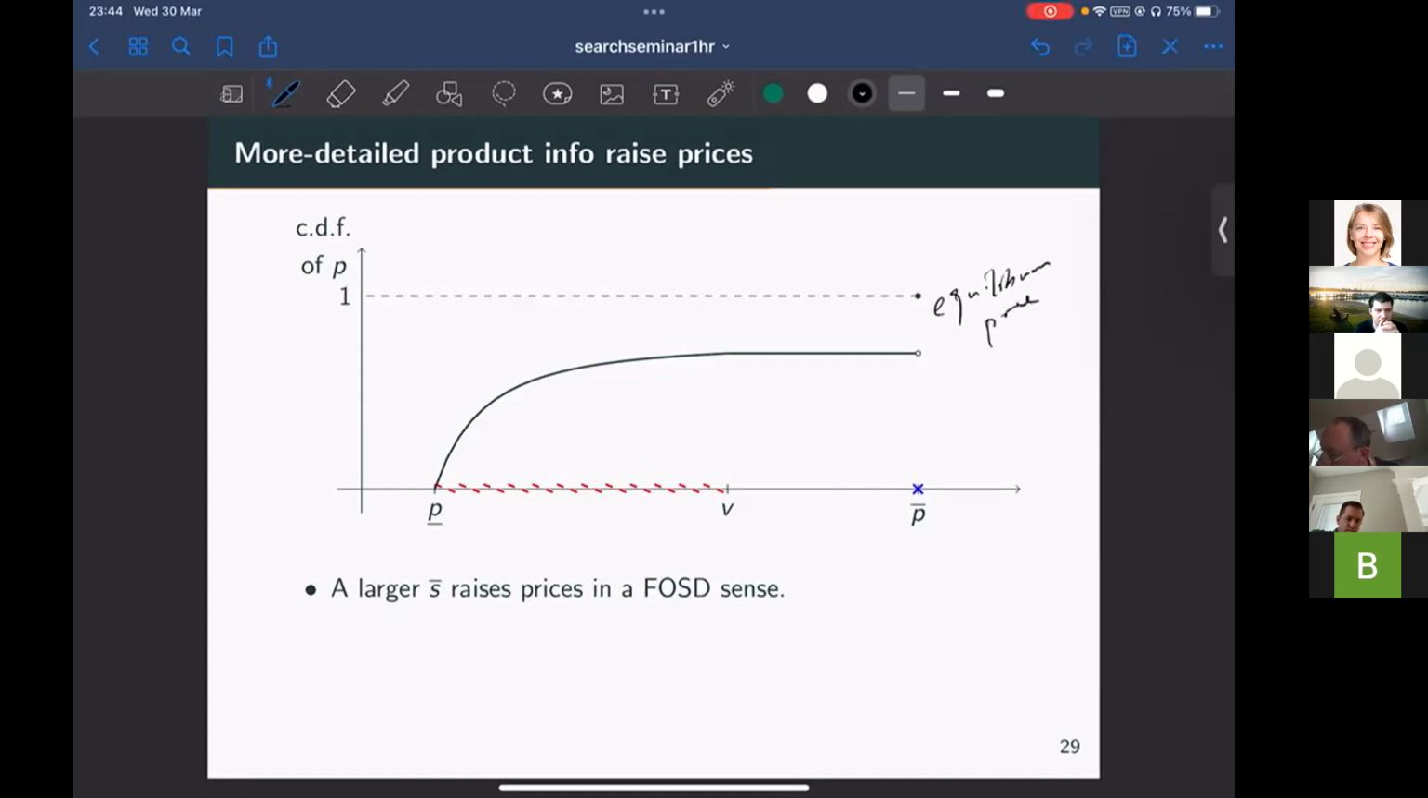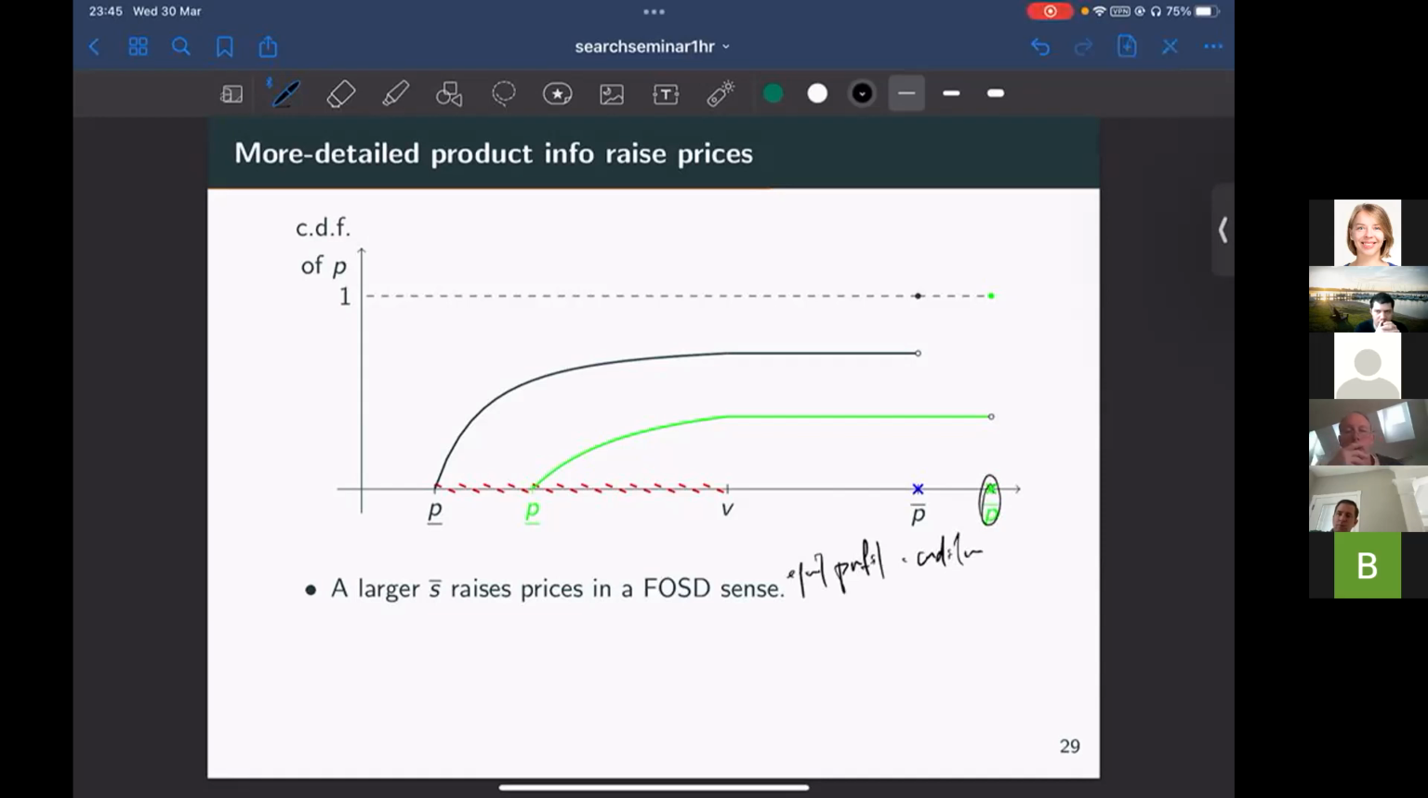And now think about a sudden change in S bar and what happens. First, a larger S bar would raise prices in the first order stochastic dominant sense. So it would change the price from this black line to this green line. And that's coming from just the equal profits conditions in the equilibrium, right? Because S bar would increase this P bar, right?